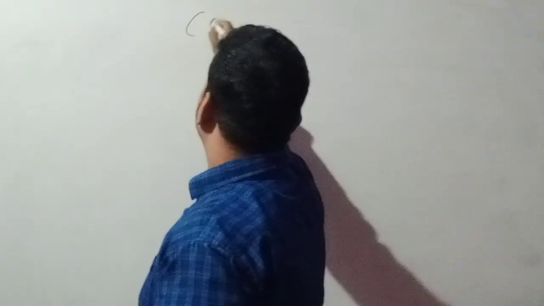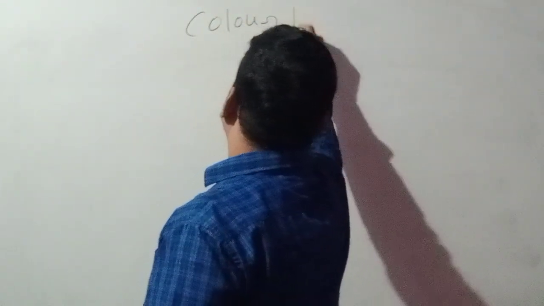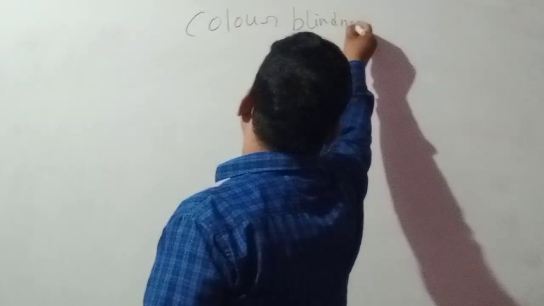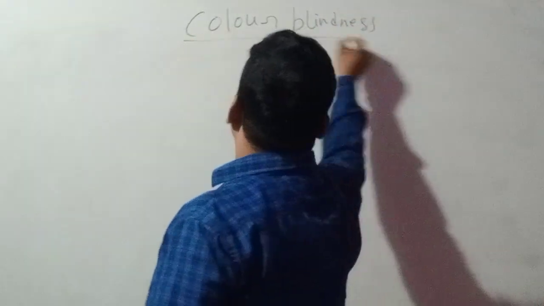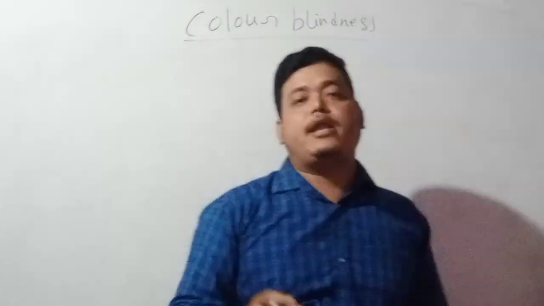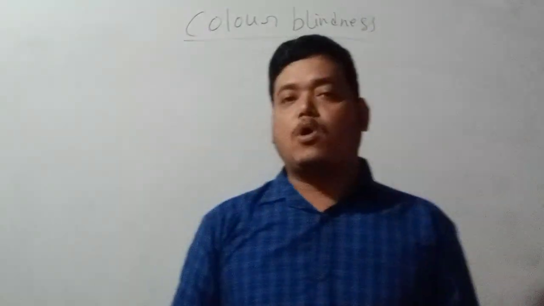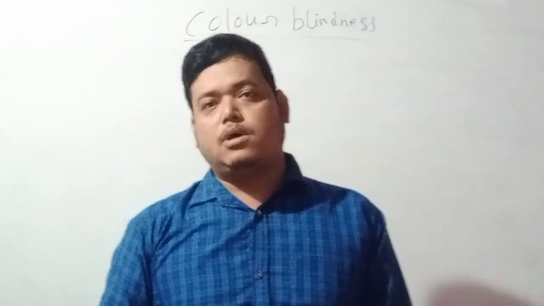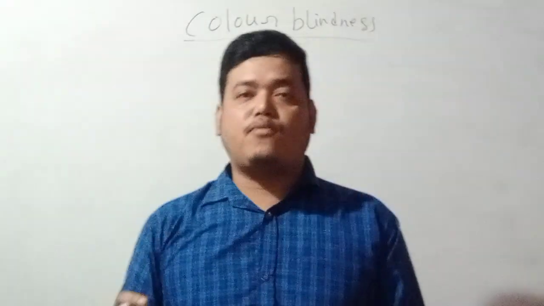Today we will learn a very important topic, that is color blindness. You know that color blindness is a genetic disorder that happens due to a defect in the X chromosome.